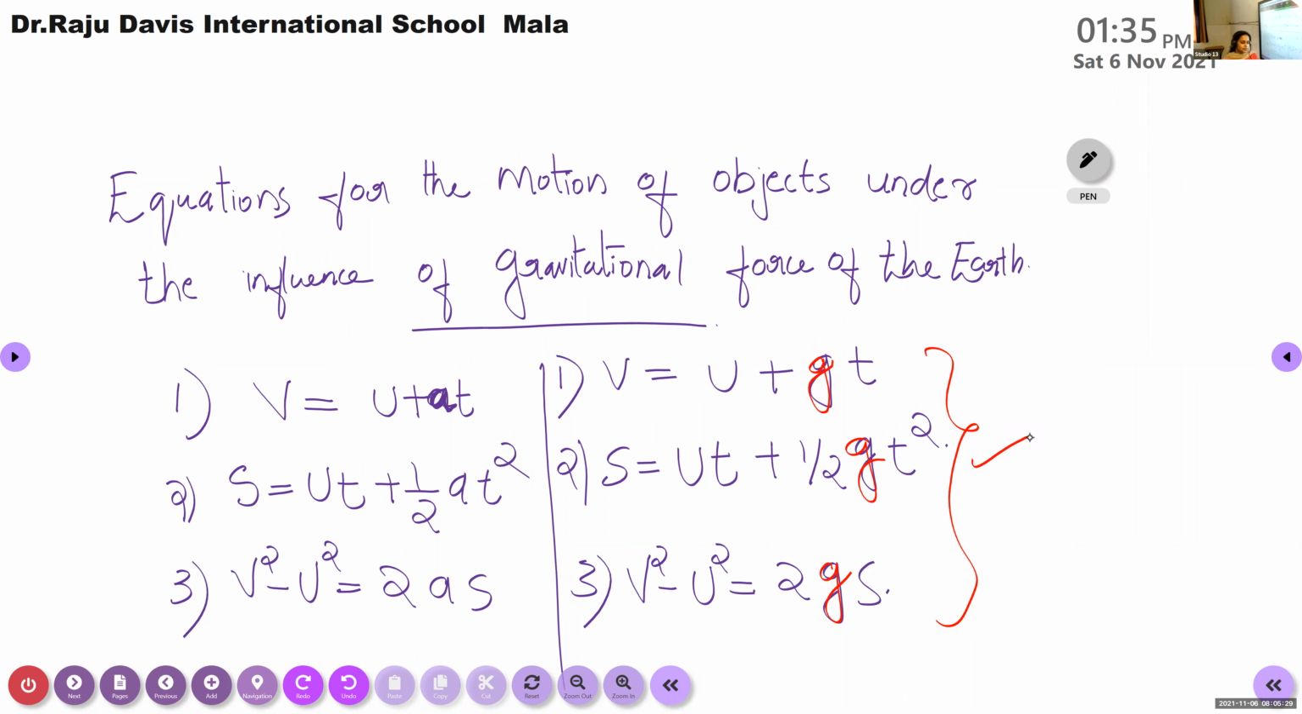Sometimes in the questions, the value of G is not given. Why? Because we know the value of G. What is the value of G? 9.8 meter per second square. Very good. So sometimes the value of acceleration due to gravity G is not given because we have an idea about the value of G. And for ease of calculation, instead of 9.8, you can take 10 meter per second square. We can do the numericals based on these equations in the next class.